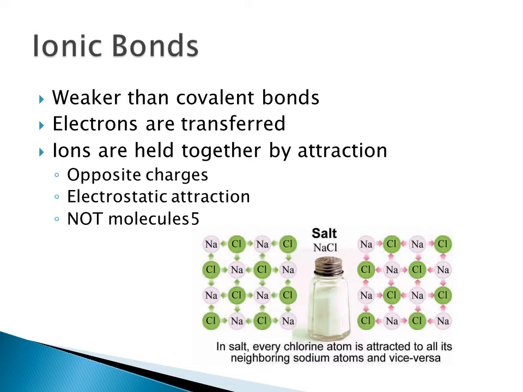So, for example, if we look at salt, sodium atoms will lose an electron, which when it loses that negative charge, it makes it more positive. And a chlorine atom wants to gain electrons. So when it gains that negative charge, it becomes negatively charged. So we have positive charges on the sodium attracted to the negative charges on the chloride, and it's this electrostatic attraction, electrostatic meaning attracted because of the charges, that holds it together, not making a molecule.